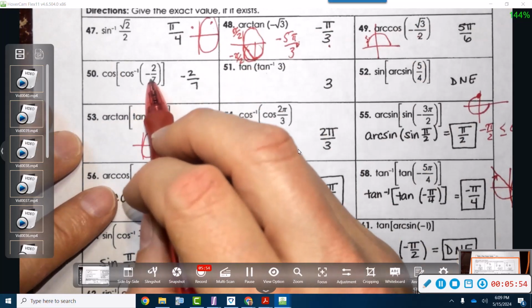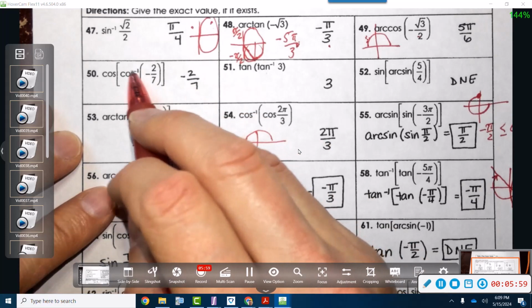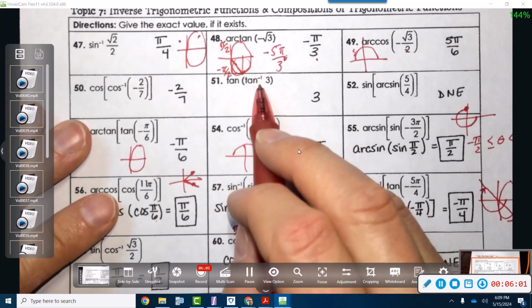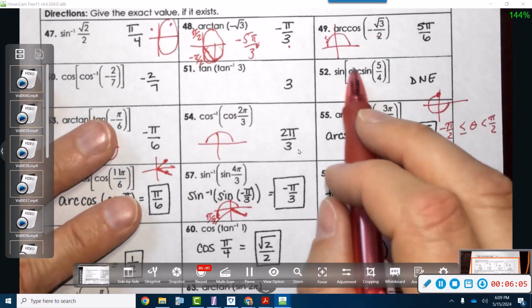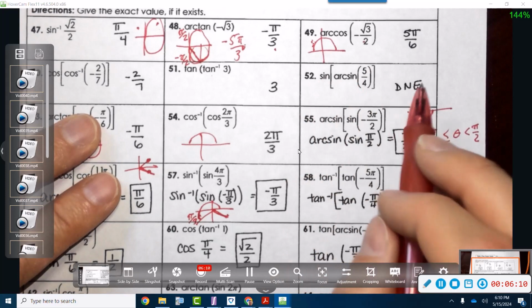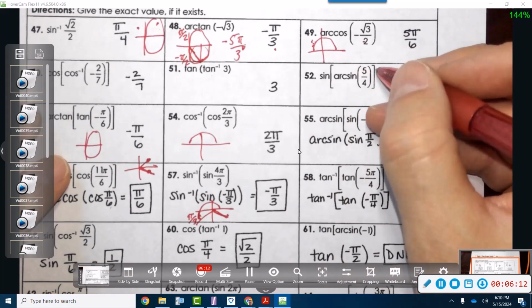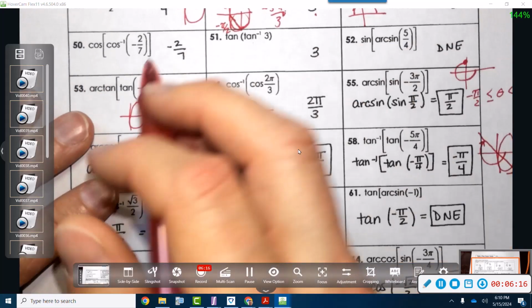Okay, this one is exactly as it is because the arc cosine is inside the regular cosine. Arc tangent inside the regular tangent. Arc sine inside the regular sine. Cool, right? No, this one's bigger than 1, so that's why it's DNE. Okay, so make sure that the arc sine input has to be less than 1.